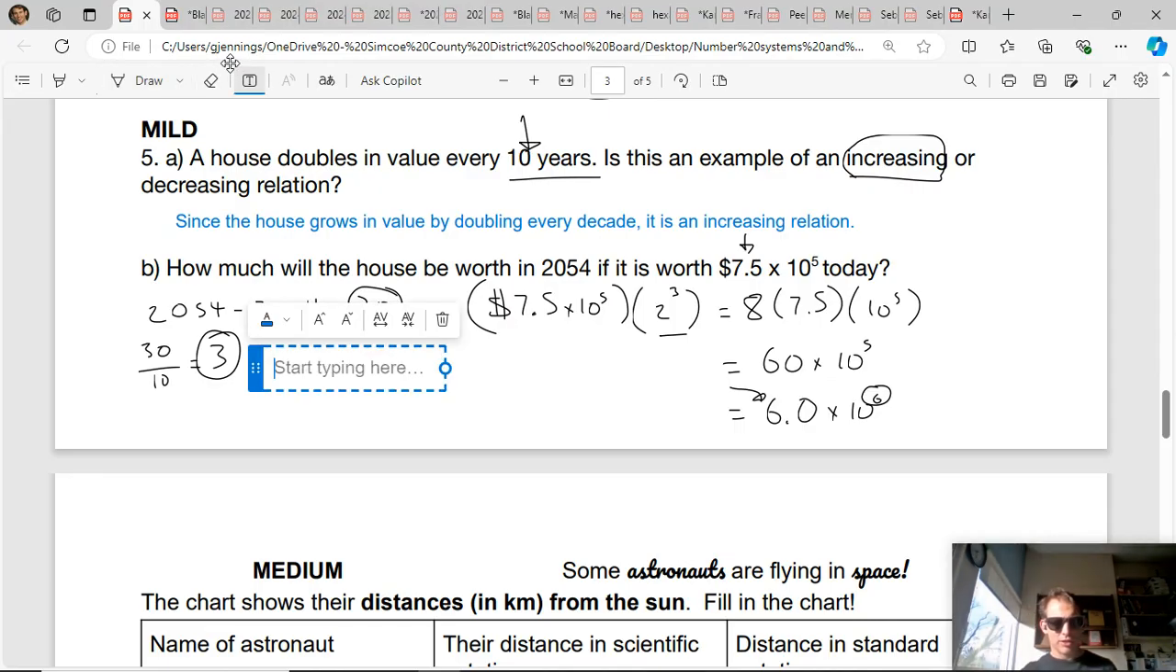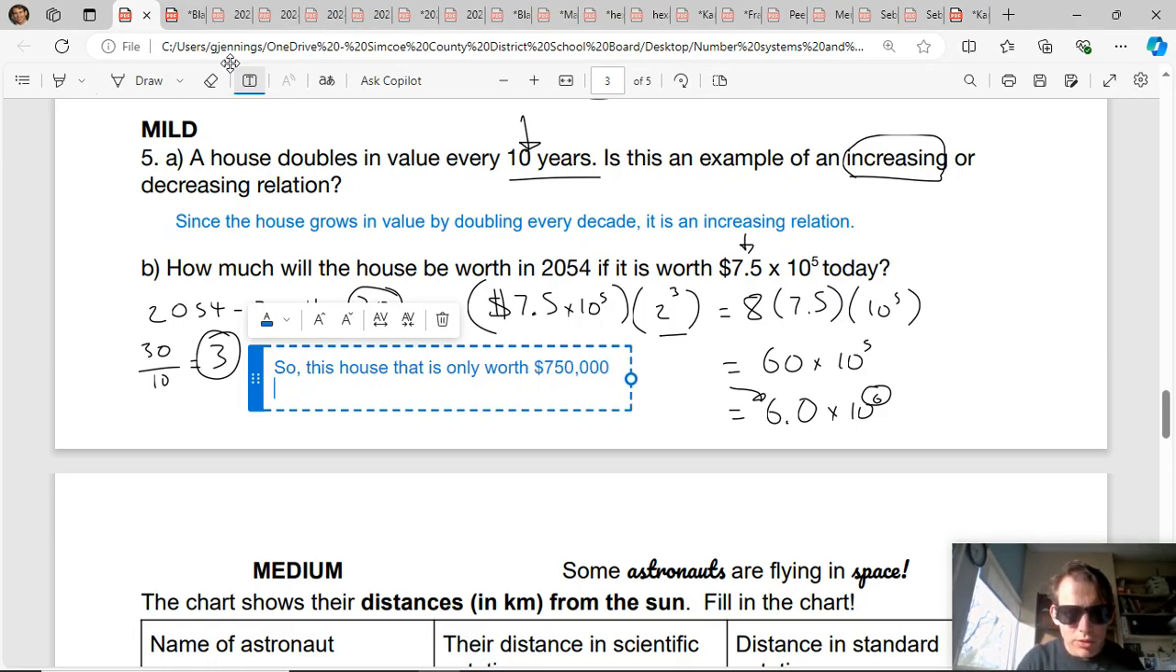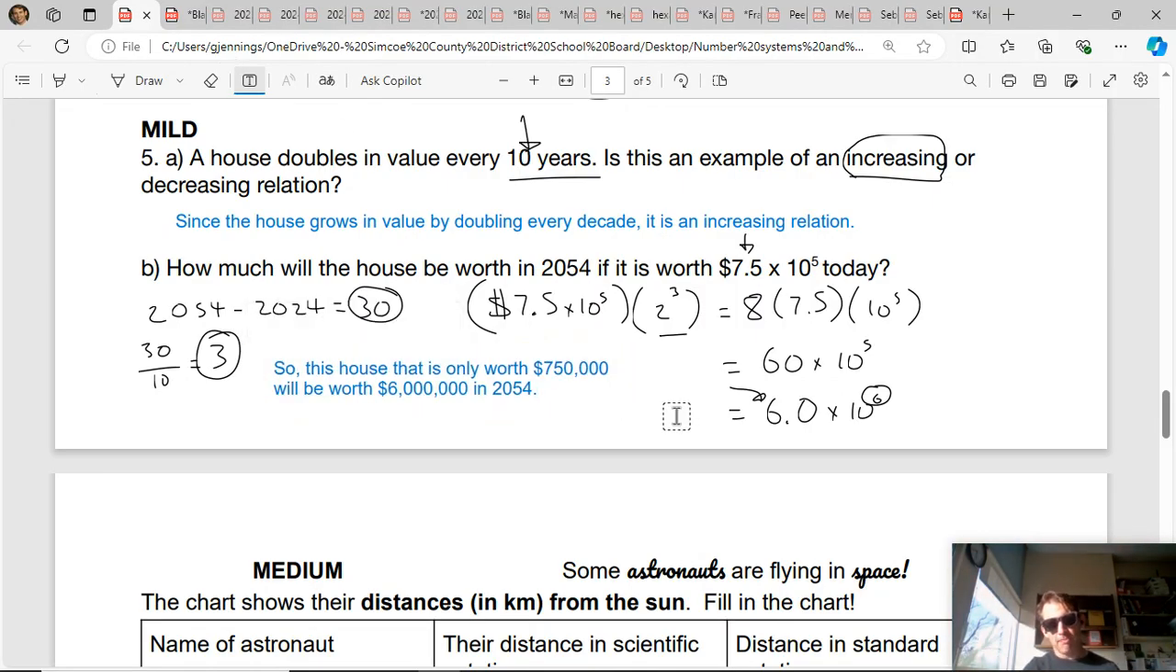Okay, so now I write down, so this house that is only worth $750,000 will be worth $6,000,000 in 2054. So that's why you got to get in the real estate game, folks, because it's doubling every 10 years. That's actually not necessarily true. No, it's not. But if it were, that would be a good way to invest your money. Good, but not great. Doubling every 10 years is good, but not great. Okay.